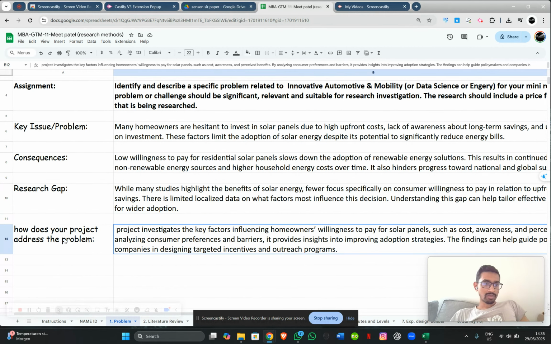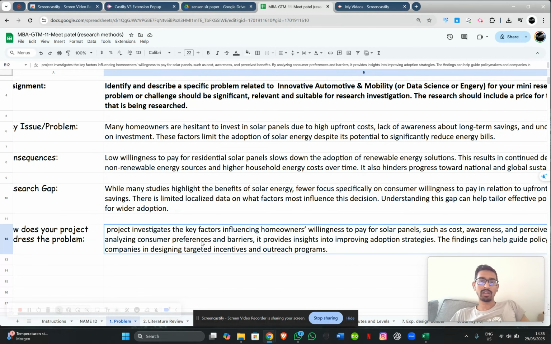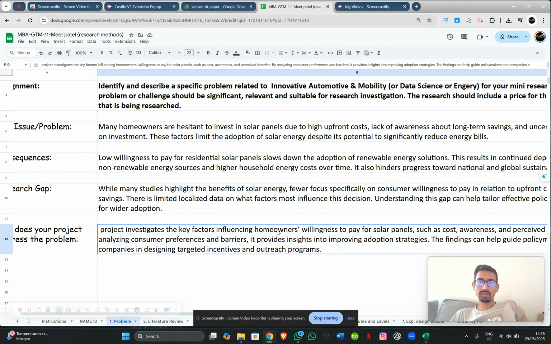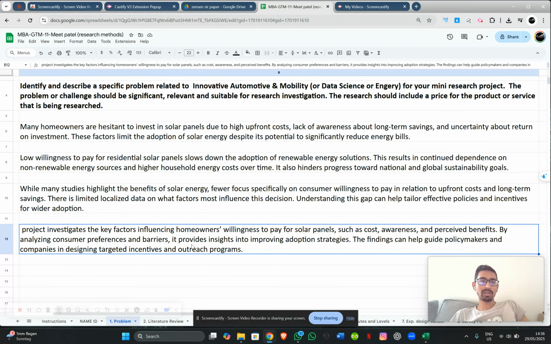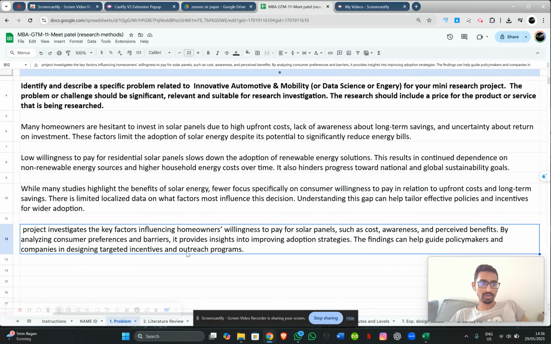So how does my project address this problem? First, it investigates the key factors, including what homeowners need in order to pay for solar panels, such as cost, awareness, and perceived benefits. By analyzing these consumer preferences and barriers, it provides insight into improving adoption strategies. It can help guide policymakers and companies to design targeted initiatives and outreach programs.